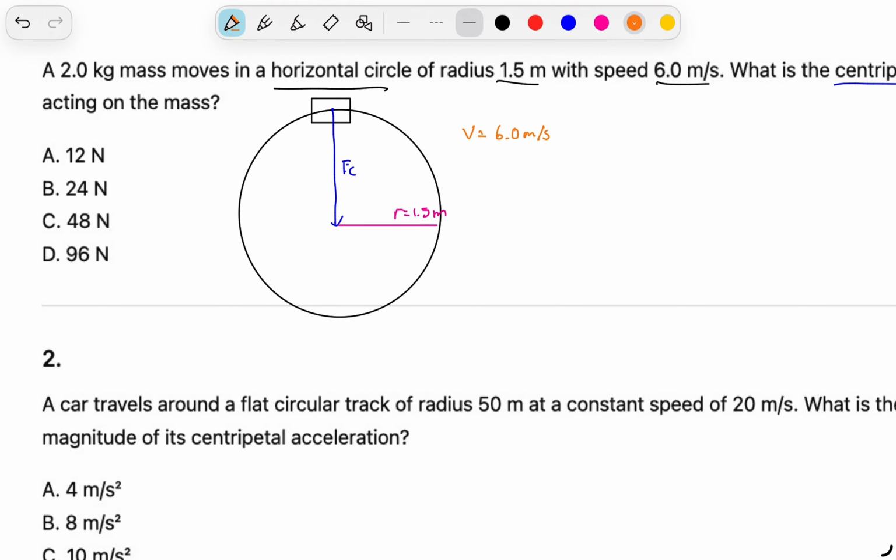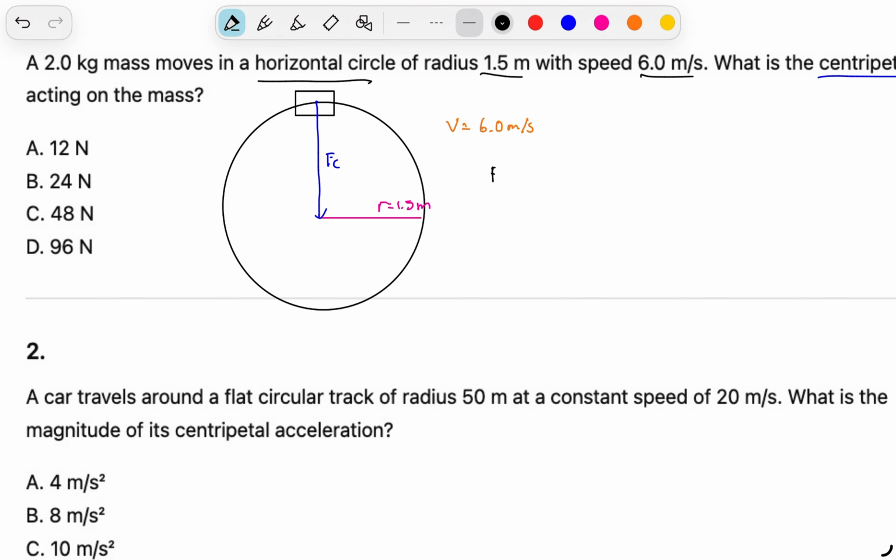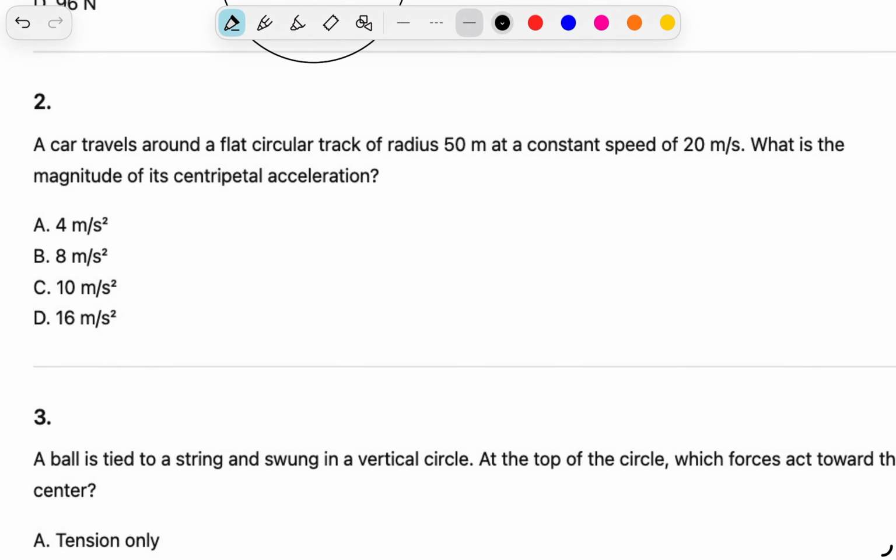So you have to use your centripetal force formula. Fc is equal to mass times velocity squared over your radius. So your mass is 2.0, your velocity is 6, and your radius is 1.5, so this is going to give you 48 newtons.